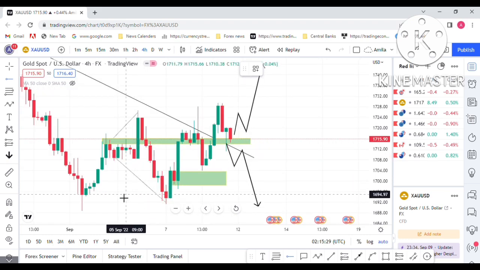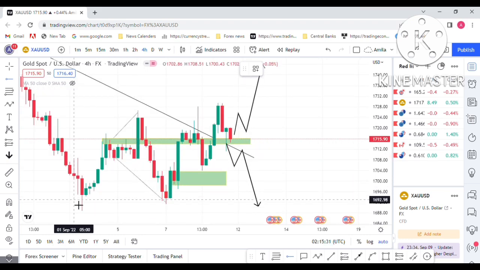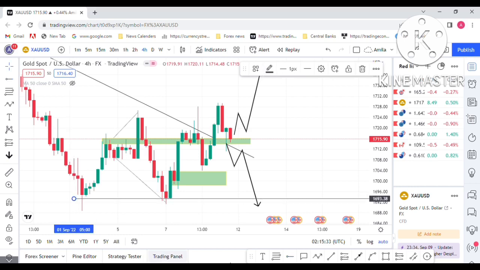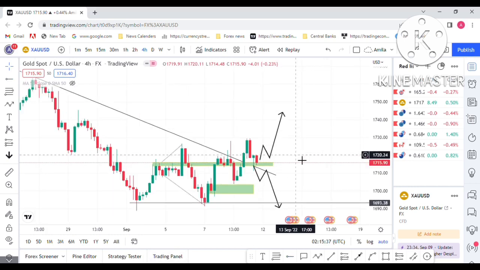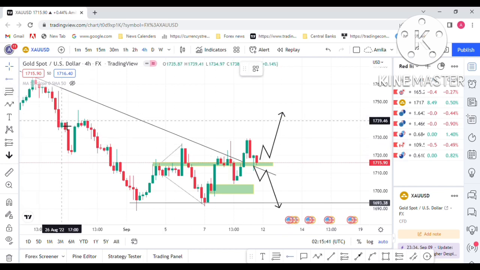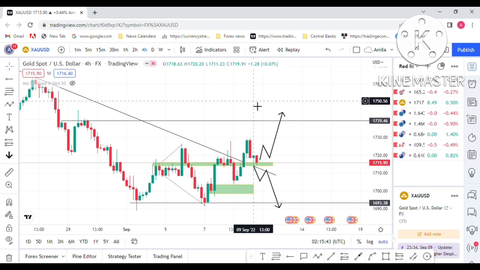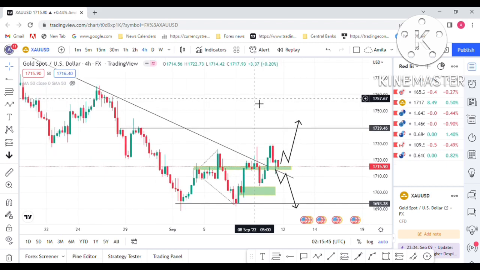This level, the maximum pain level, is the important level for these two scenarios. Those are the two scenarios price may follow next week. If you trade this, use proper lot size and take risk management properly, and see what will happen in price at this maximum pain level.